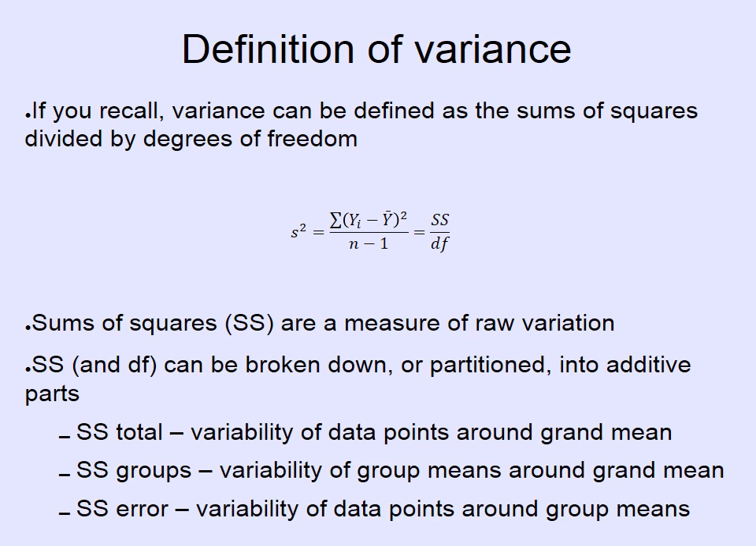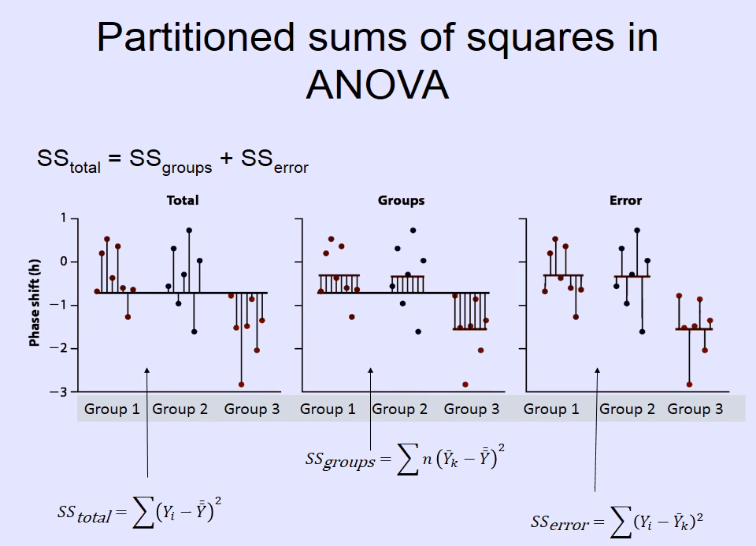So that partitioning, that breaking down, we have three sources of variation. Sum of squares total, data points around the grand mean; sum of squares groups, group mean to the grand mean; and sum of squares error, variability of data points around their own mean. Here again you can see this is the partition. You saw the slide before, now we're looking at it with the calculations.